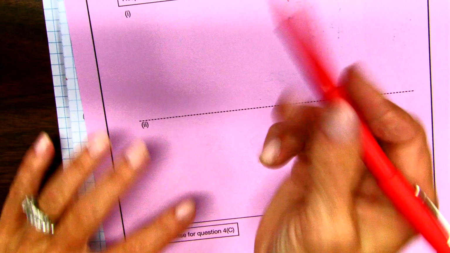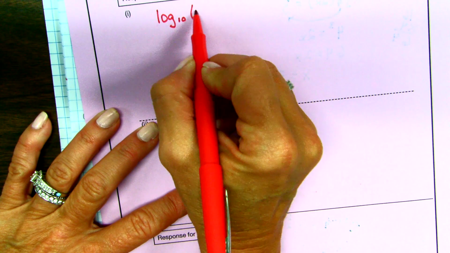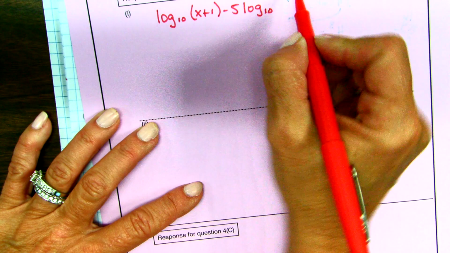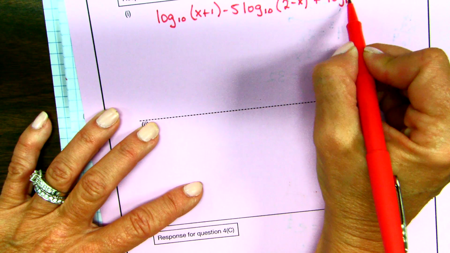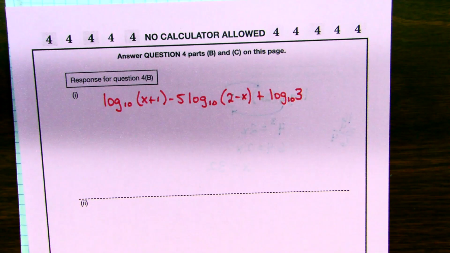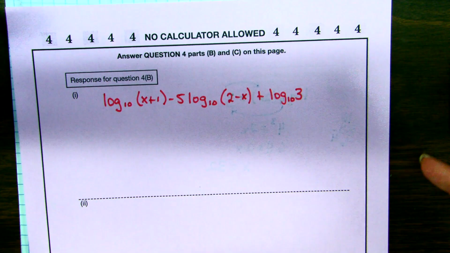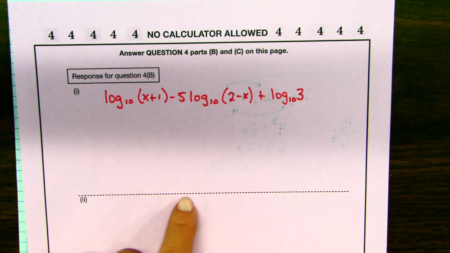Okay? So, log base 10 of x plus 1 minus 5 log base 10 of 2 minus x plus log base 10 of 3. Now, that looks pretty gnarly. It looks like it's really hard. It's really not, okay? Let me remind you what you're trying to do. You're taking 3 logs written all out and trying to condense it down to one single log. So, as we know, our final answer is going to be log base 10 of something.